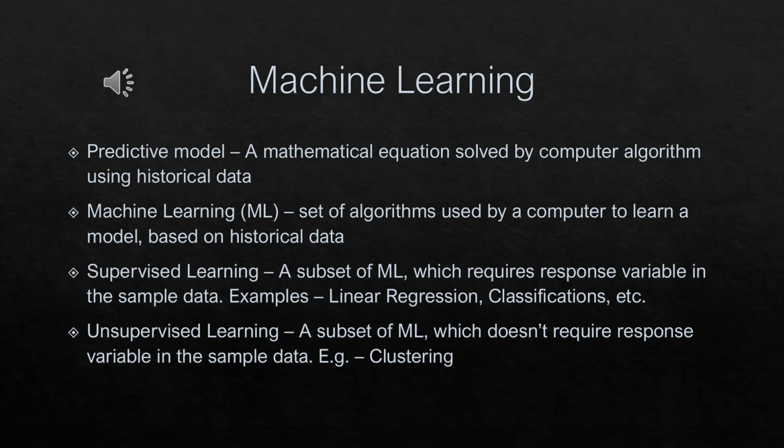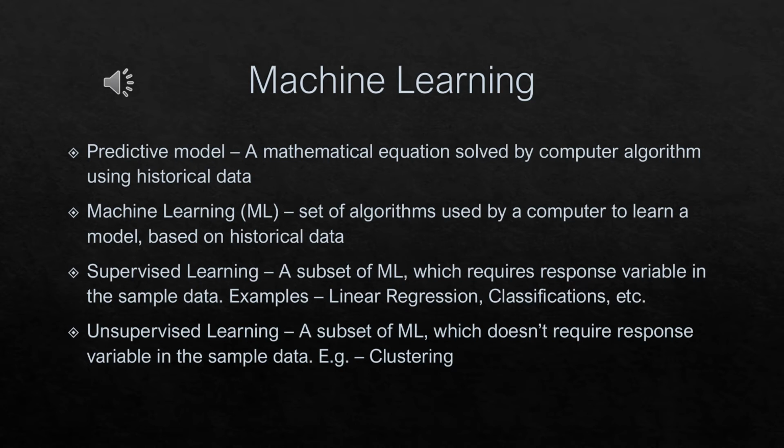Now machine learning has two subsets. There are different types of machine learning: supervised learning as well as unsupervised learning. Supervised learning has, or must have, a response variable in the data set. But for unsupervised learning, there is no response variable. Unsupervised learning works on a data set which has only independent variables, while supervised learning works on a data set which has independent variables as well as dependent variables.